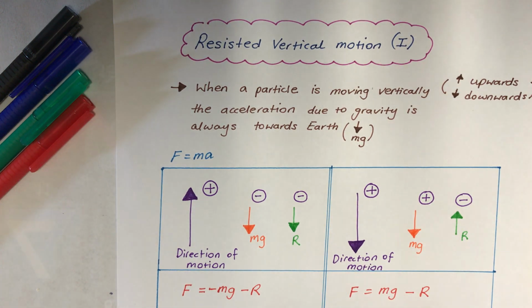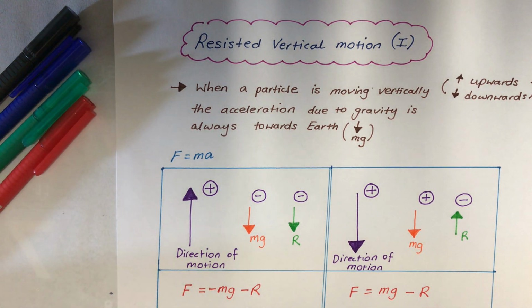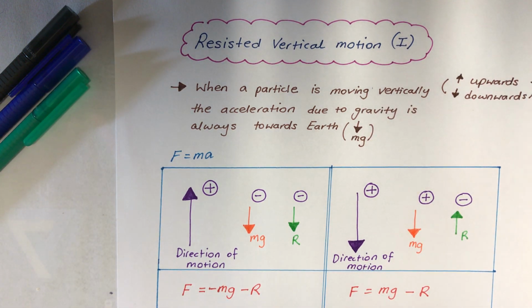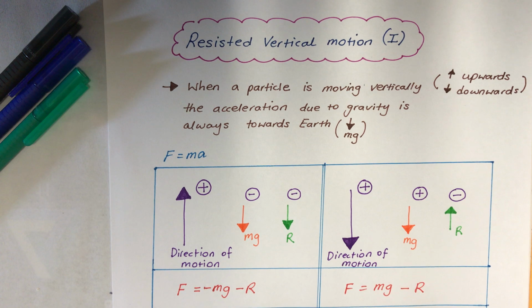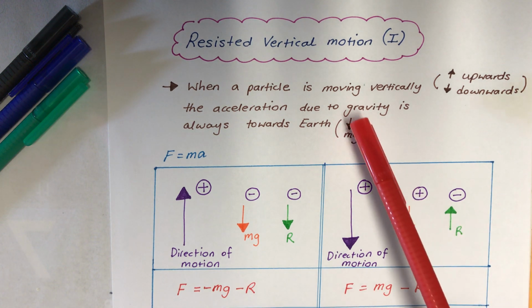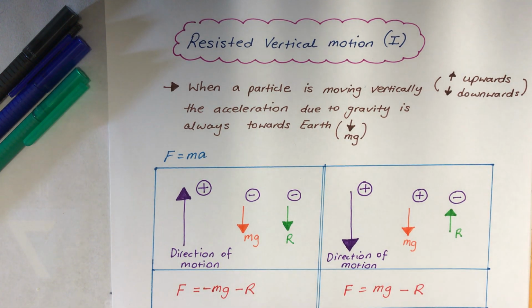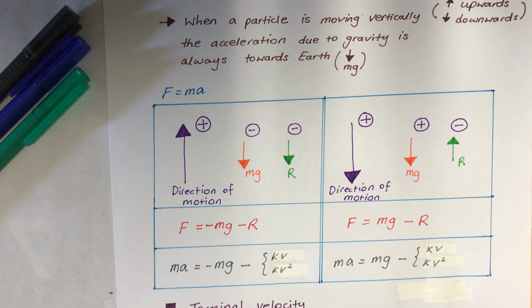Hi everyone, mechanics. Today's lesson is resisted vertical motion, lesson 1. When a particle is moving vertically, up or down, the acceleration due to gravity is always towards Earth, so going straight down, mg, that's the force. Okay, so let's have a look at that.